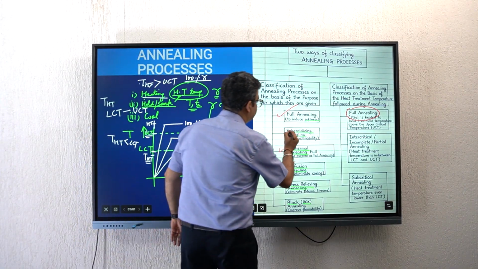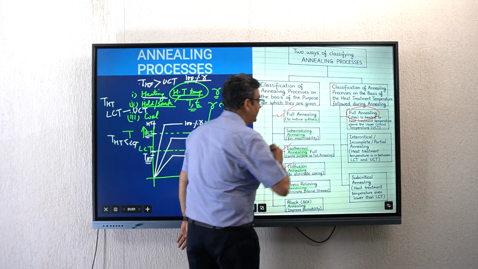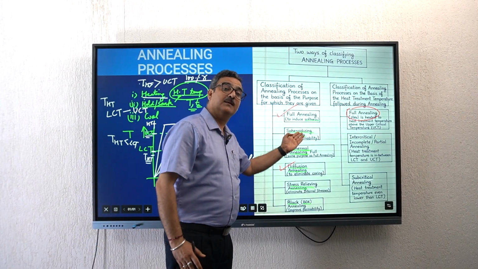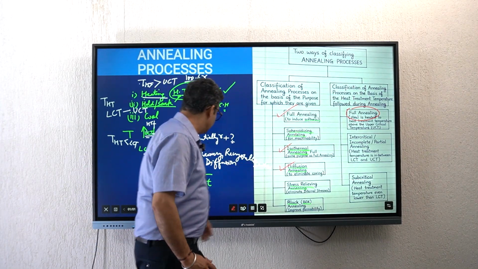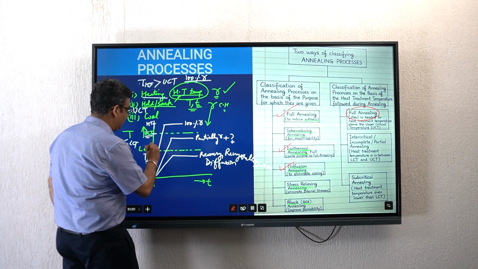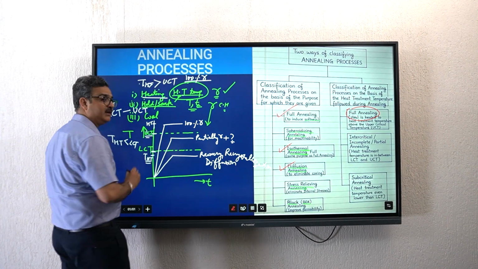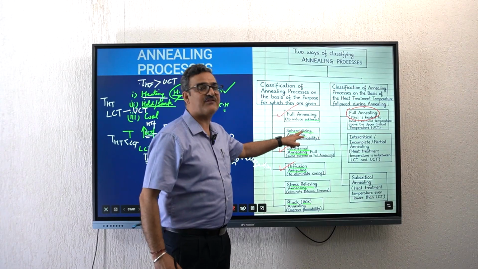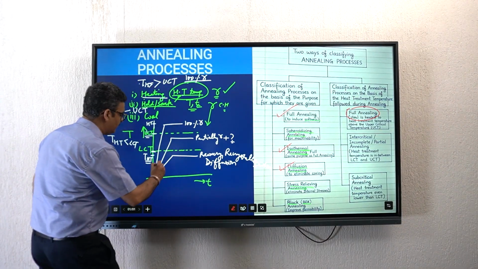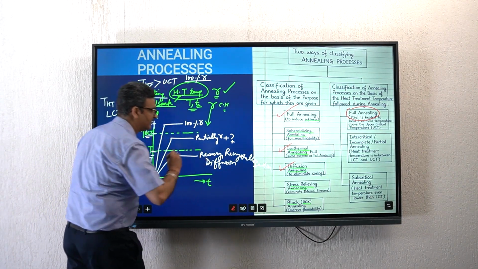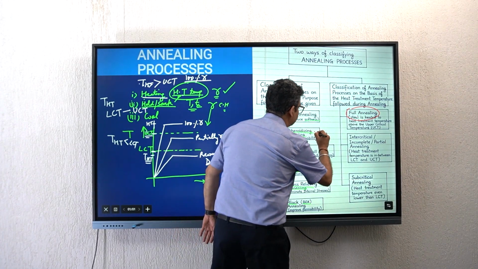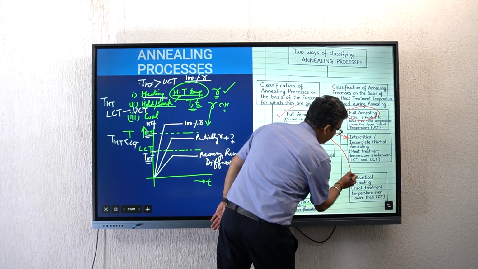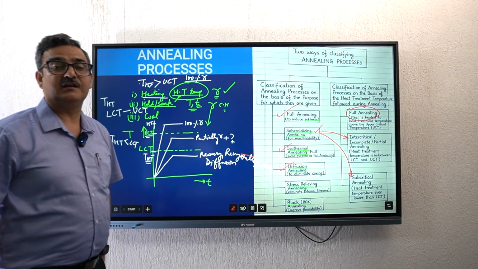But in spheroidization annealing, in one of the processing routes that we have, we will go to a temperature in between the lower critical temperature and upper critical temperature. Whereas in another processing route for the same heat treatment, spheroidization, you will remain even below the lower critical temperature of the steel. So depending upon the processing route, this can be either incomplete annealing or at times also subcritical annealing.